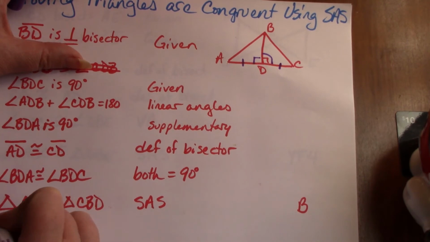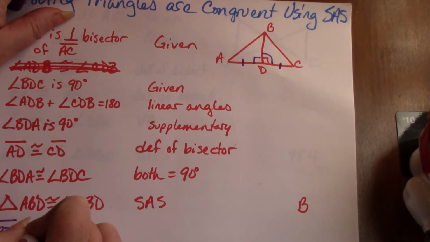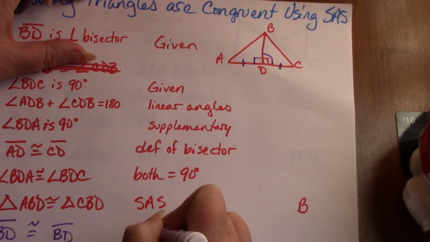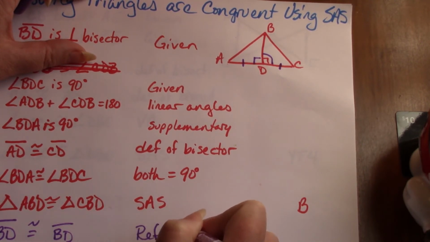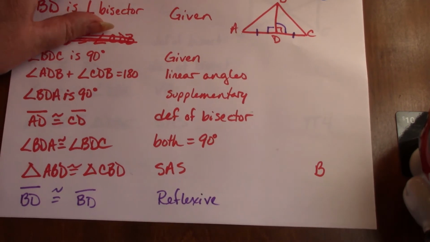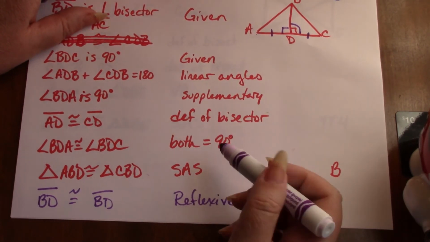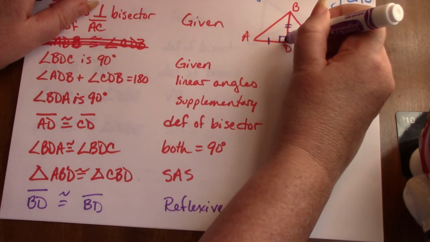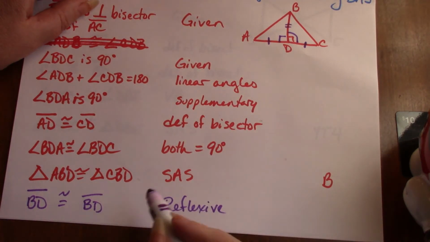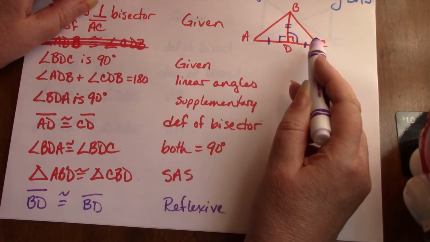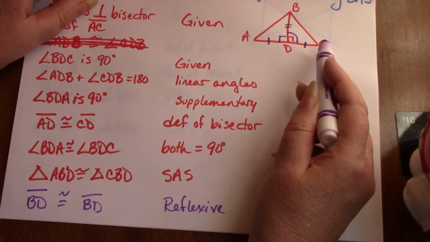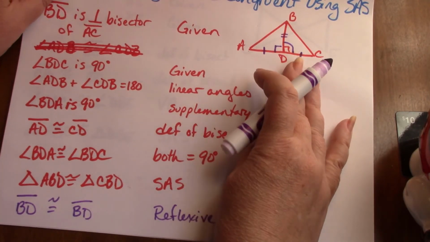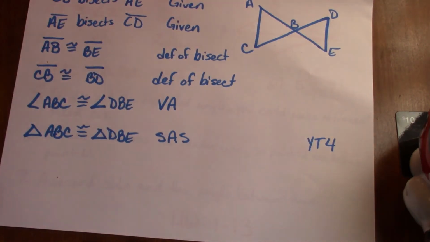I skipped the step that line BD is congruent to line BD because of the reflexive property, which says that something is congruent to itself. So now we've proven, because of the side angle side theorem, that ABD is congruent to CDB. Try B. Pause. Come back when you're done.